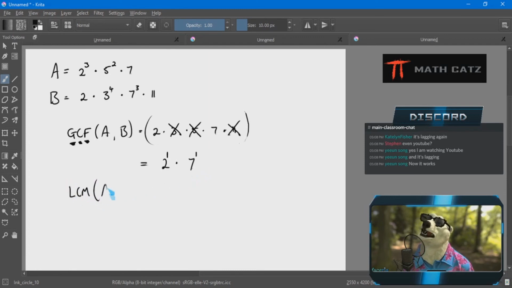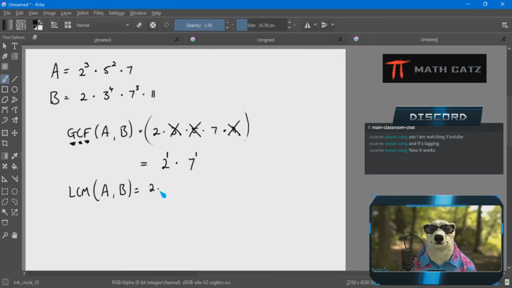Now LCM of these two numbers. That's a different situation. There I'm looking at making a number that both A and B can fit into. So in order for A to fit, now I'm going to have to see 2s, 5s, and 7s. In order for B to fit, I'm going to have to see 2s, 3s, 7s, and 11s. Any one of those missing, one of these guys will not fit.